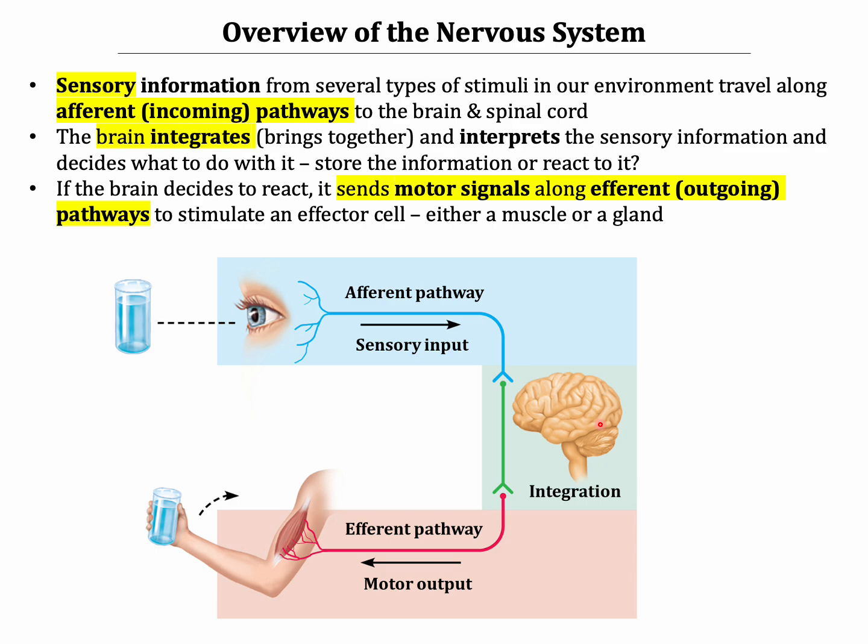Should we just store the information? Should we think about it? Should we react to it? And if our brain decides to react to it, there's going to be a motor output produced. Right? Nerve impulses are going to be sent along efferent pathways to effector cells, whether it be a muscle or a gland, to cause an effect.